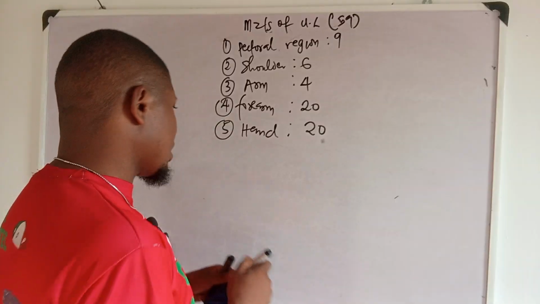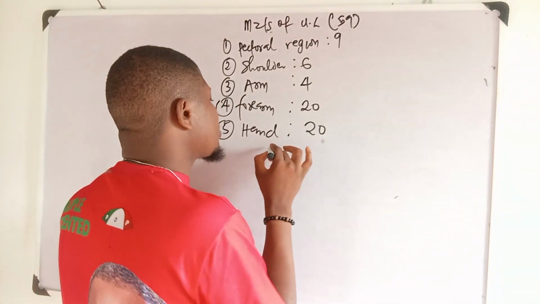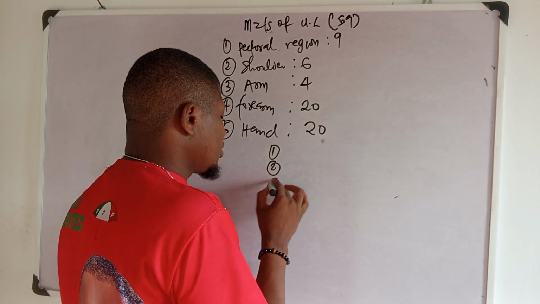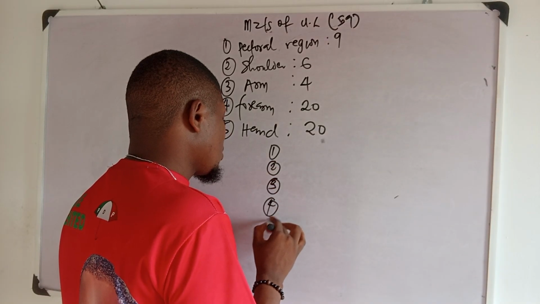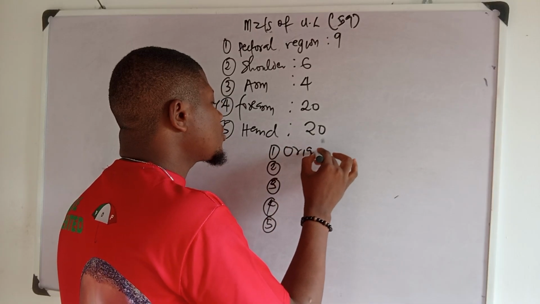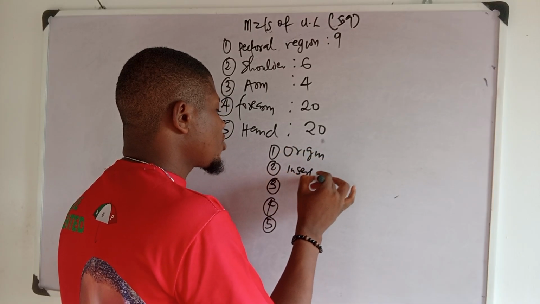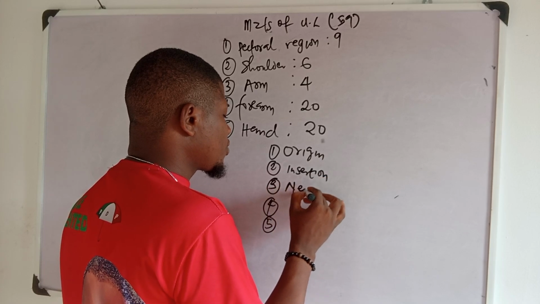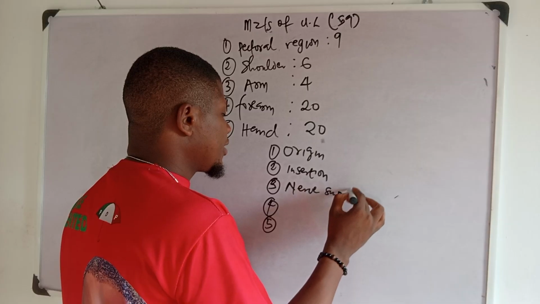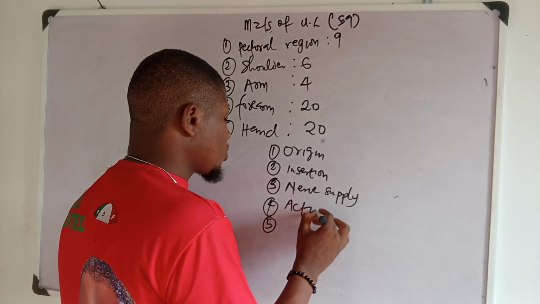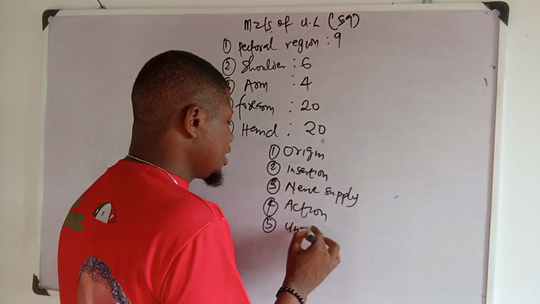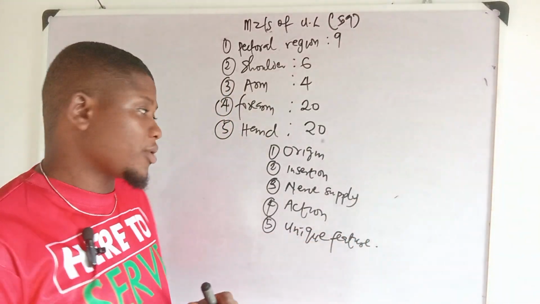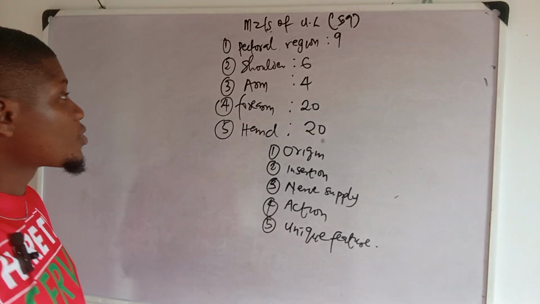And one thing you have to know is that anytime we are discussing a muscle, we will go in this format. The first one is the origin of the muscle. Second is the insertion of the muscle. Third is the nerve supply of the muscle. Then the action of the muscle: what does the muscle do? Then any unique feature about the muscle. So we are going to discuss these 59 muscles in this way.